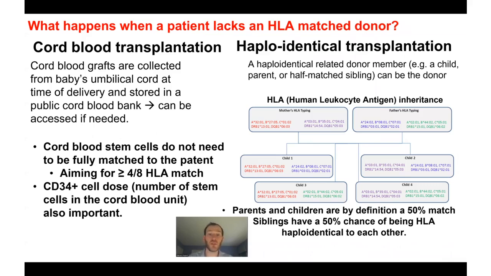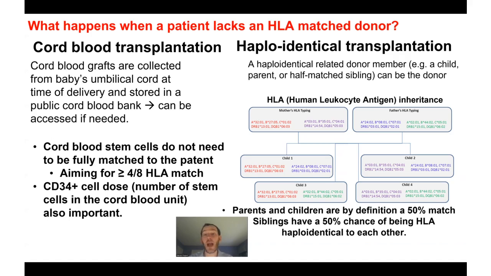So what happens if a patient lacks a fully matched unrelated donor? Well, options include cord blood transplantation, where a cord blood graft is collected from the baby's umbilical cord at time of delivery and then stored in the public cord blood bank, where it can be accessed if needed. Cord blood stem cells do not need to be fully matched to the patient. The aim here is for at least a 4/8 HLA match and for a CD34 dose, the number of stem cells in the cord blood unit that are CD34 positive, which is important for engraftment.